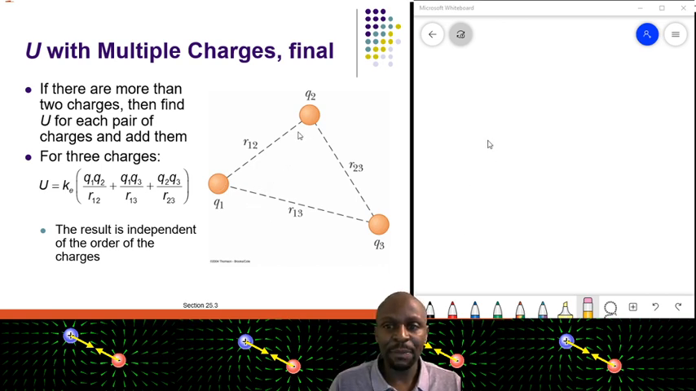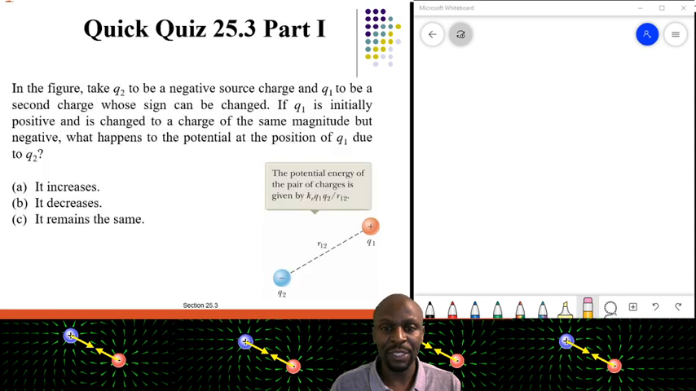If you have multiple charges, for example three charges, and you want to calculate the potential energy, you need to consider the combination of these two charges, and the combination of these other two charges, and the combination of these other two charges, and that will be your total potential energy of the system of these three charges.